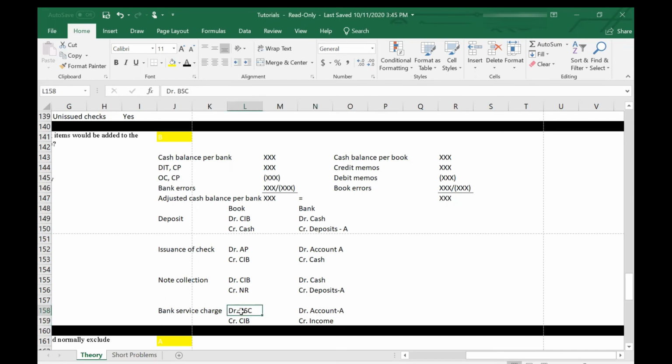How about the bank service charge? For bank service charge, how do you record it? If it's the income of the bank, from your perspective, it's your expense. You debit the bank service charge, and we credit your cash in bank.